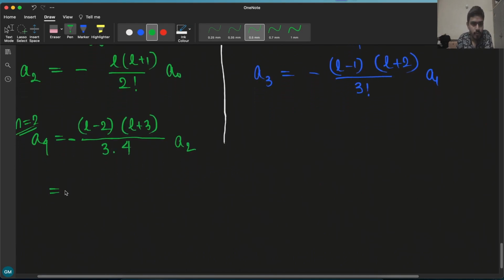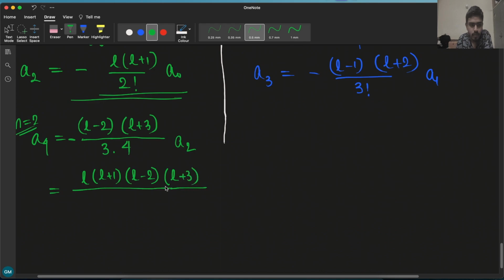And we know a2, so a2 is basically this term. So what we have is basically minus minus plus L into L plus 1 times L minus 2 times L plus 3, and in the denominator I have 3 times 4 times 2 factorial, so that is 4 factorial a0. Okay, so this is the a4. So now you can see the pattern emerging.